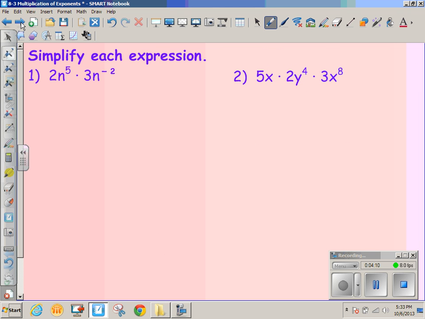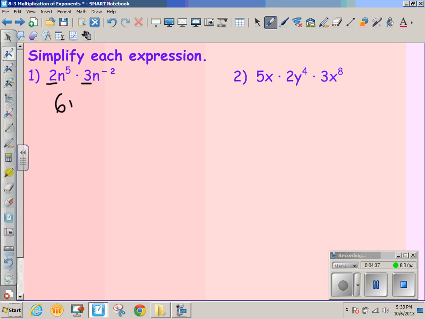Simplify each expression. So once again, we're simplifying. In this problem, you can see that there is no value for the exponent. So in other words, we just want to simplify this. If we're talking about what we can add together, we want to look at the coefficients. The coefficient, of course, is the number in front of the variable. So I can go ahead and say 2 times 3, which is 6.